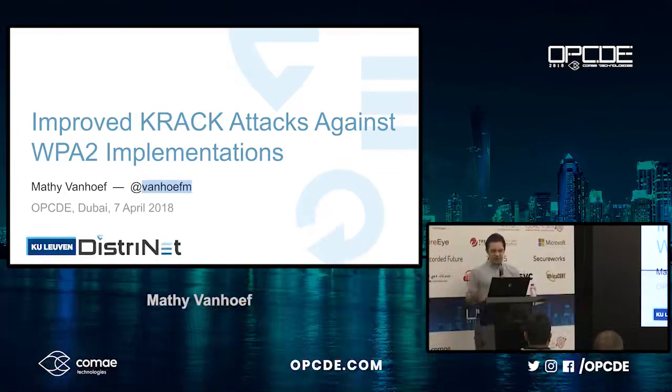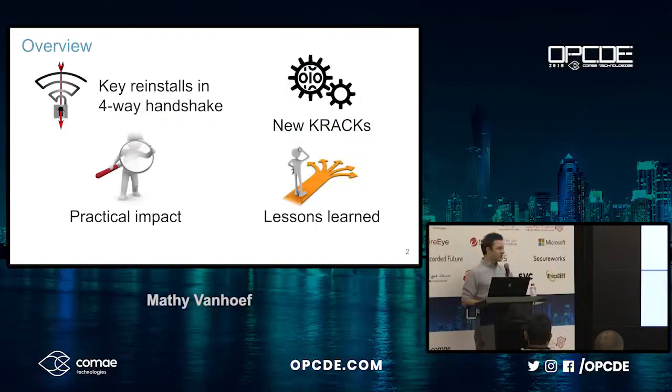But first and foremost, how is this talk structured? First, I'm going to explain the general idea behind the vulnerability that we discovered. And specifically, I'm going to explain how the attack works when applied against the four-way handshake. Then I'm going to discuss in a bit more detail what the actual practical impact of our findings is. Then I'm going to discuss a few new improvements that we discovered. And finally, I'm going to end the presentation with a few lessons that we can learn from this research.